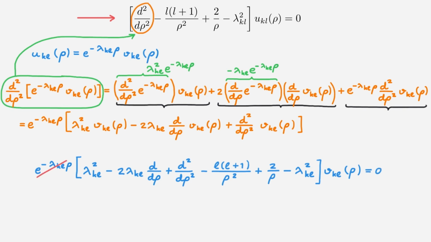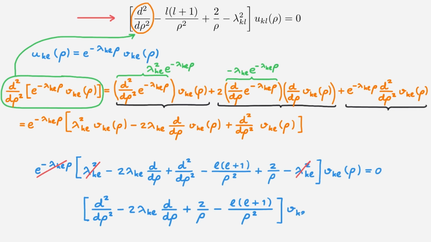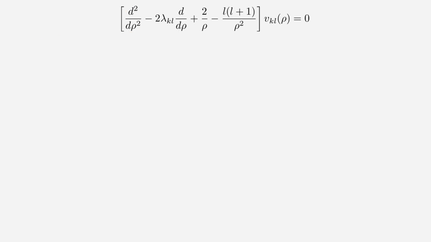Finally, we can remove the common exponential factor as we are equating to 0. And we can also cancel this lambda squared here with this one here. Overall, we end up with the second derivative term, the first derivative term, and these two terms that don't involve derivatives, all acting on v and all equal to 0. So, solving this differential equation will give us the function v.